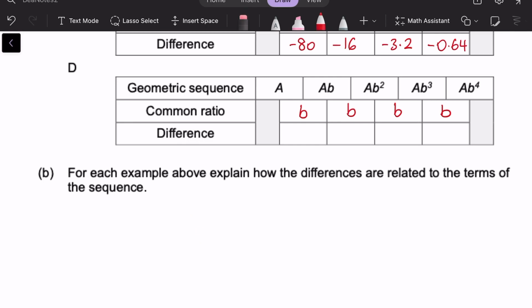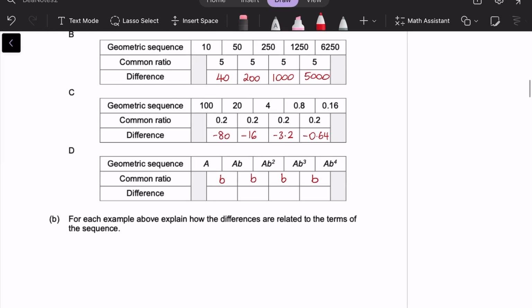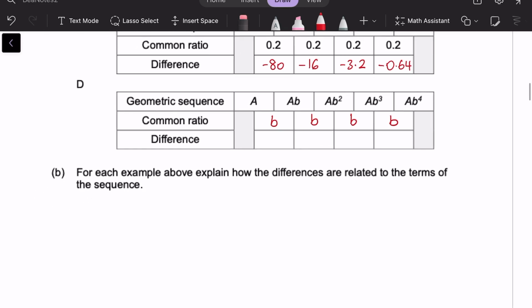Okay. This next part is a bit more tricky, but we're going to do the exact same thing that we did for the previous parts to find the difference. So what did we do? We took one term and we subtracted the term before it. So let's do that for this one.